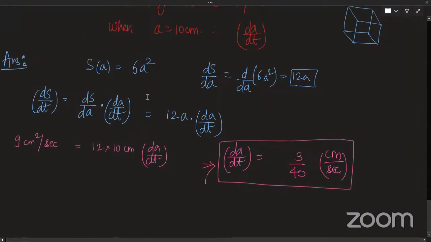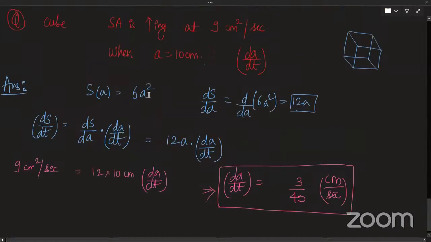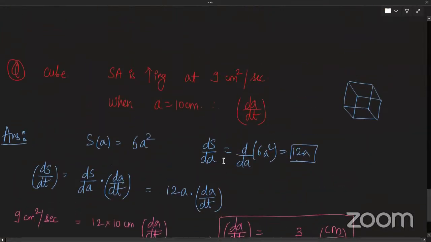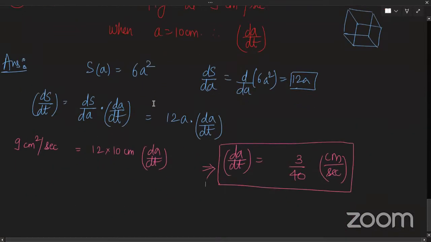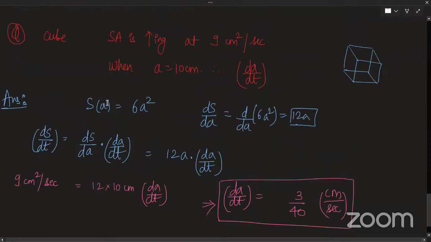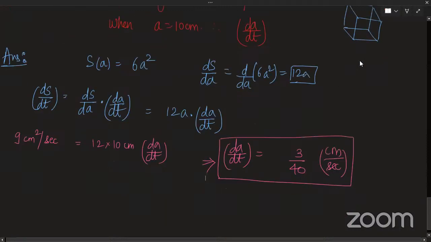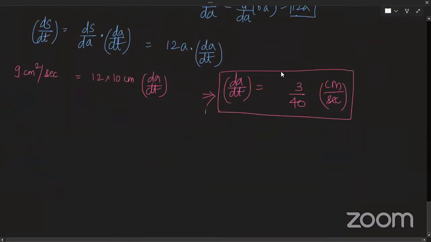So the point over here is that by applying the chain rule, a function that was not directly related to time, see, surface area was not directly related to time. You can see surface area is related to length, but length is changing with respect to time. So that is how the surface area is changing, and that is how I'm getting out how fast the surface area of the cube is being changed.